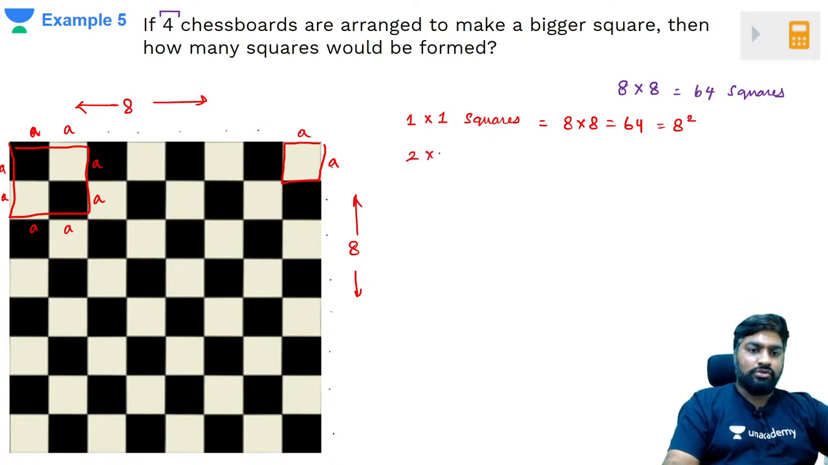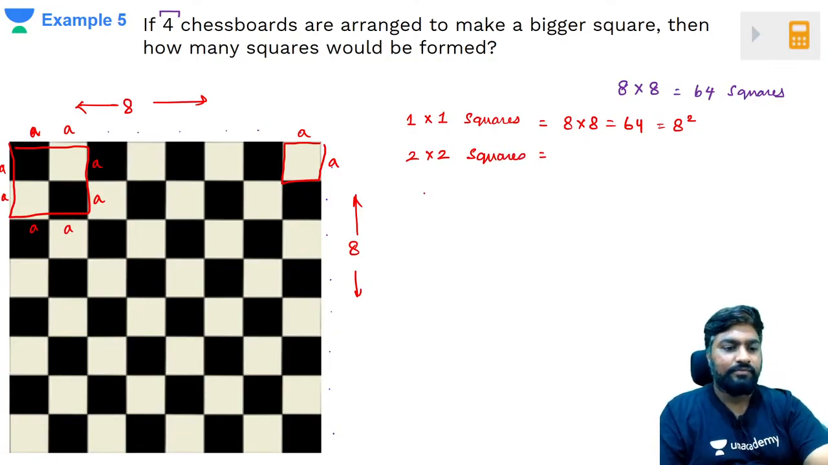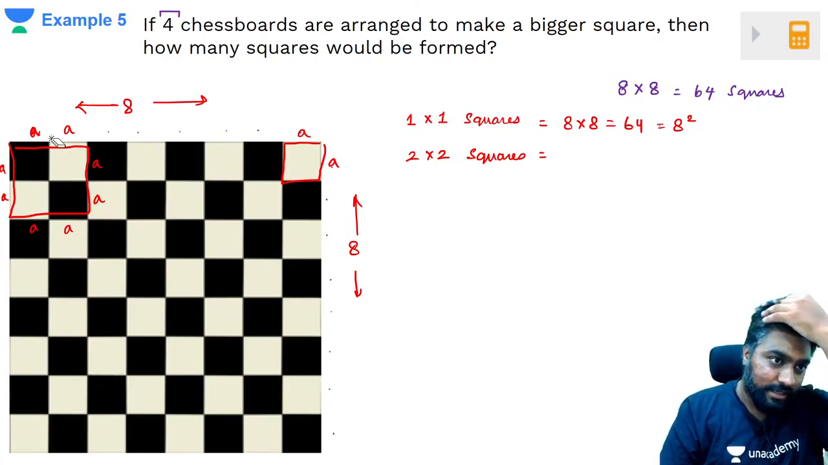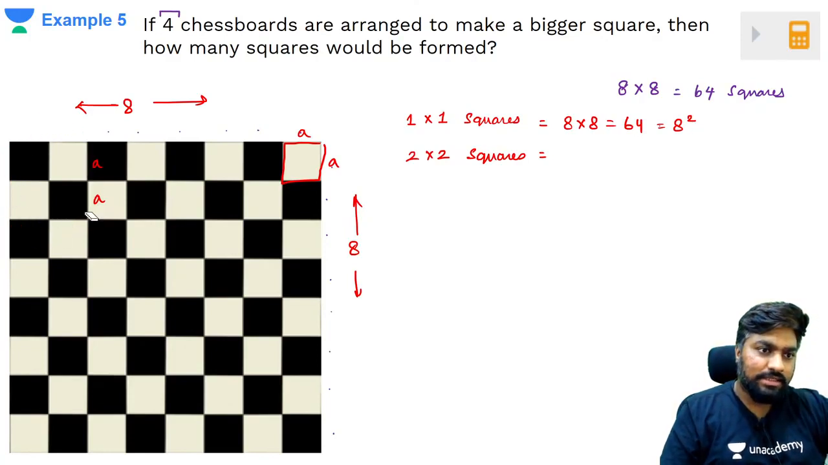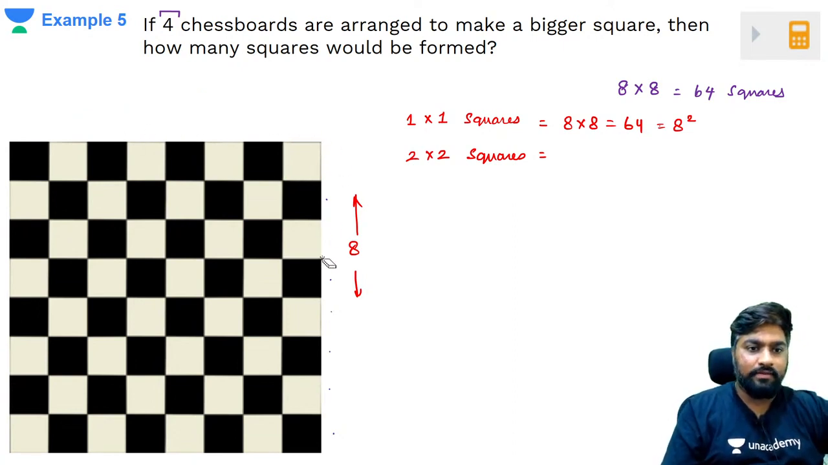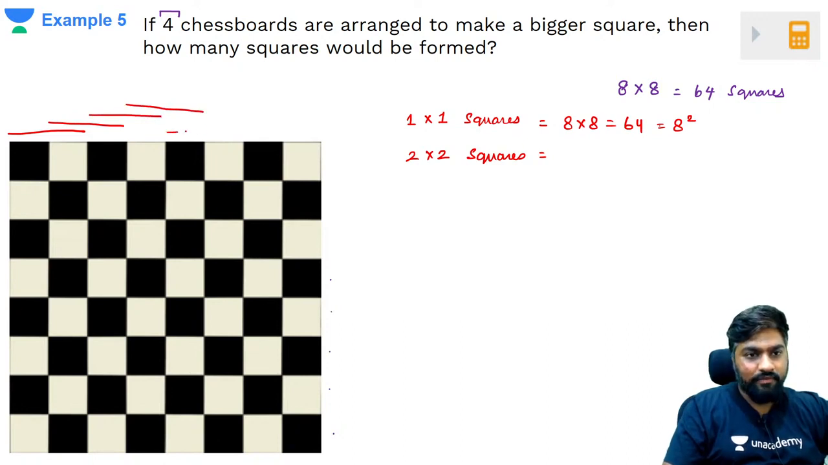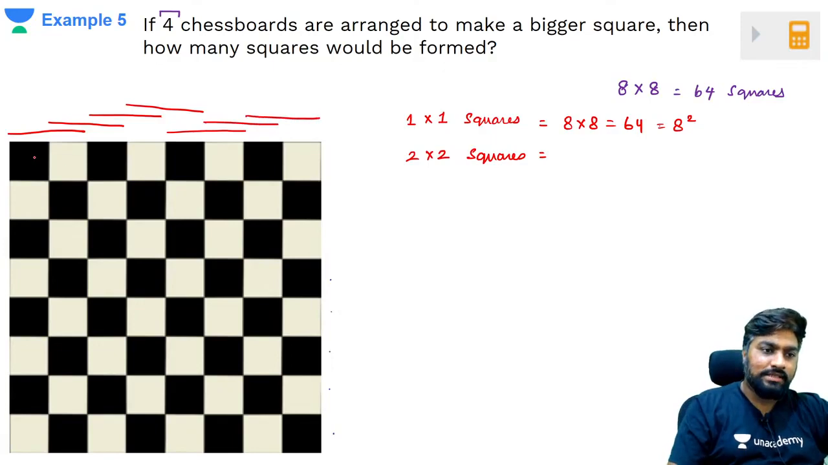What about 2 cross 2? How many 2 cross 2 squares would we have? Anybody? So first let's try and look at this, right? Let's remove all of this. Let's try to understand how many 2 cross 2 would we have, at least in one row. Yes. In one row, how many would we have? So look at this. This is 1, 2, 3, 4. Then we have 5, 6, and 7. Are you able to count this?